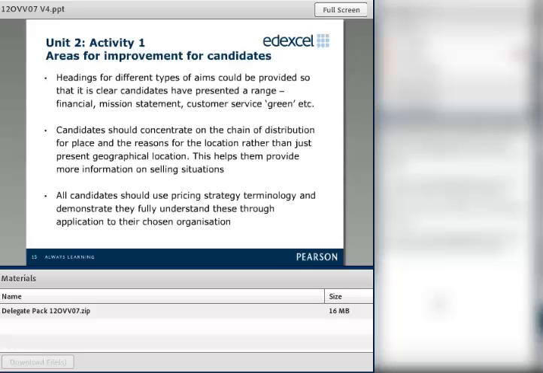So looking at the selling situations, if they concentrate on that chain of distribution, it helps them provide more information on the selling situations. If they do look at geographical location, what I don't really want them to tell me is that it's in the middle of the country in Derbyshire or something. If they tell me it's near major conurbations, on major motorway routes, so that we can see that it's easy, or in the case of Alton Towers, difficult to get to because it's not on a main trunk road or whatever, that's acceptable. But they don't need to do the place as in where it actually is.